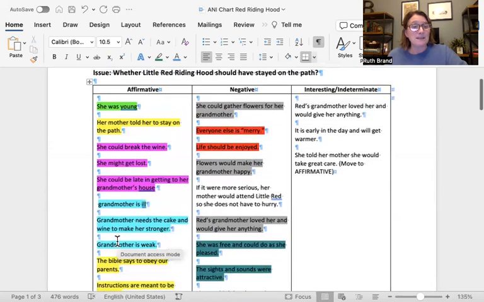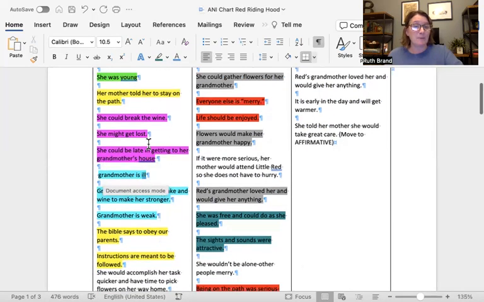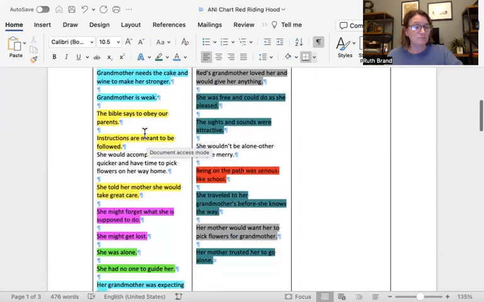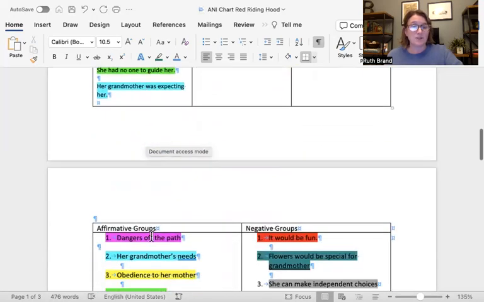And then I went right back up to the top of the list. So I had green, I had yellow. And then as I was highlighting, I started off with this one, she could break the line. And I thought, okay, that sounds like all the bad things that could happen if she leaves the path. And then I thought, dangers for leaving the path. So I started looking for anything dangerous that could happen or anything that might happen as a result of her leaving the path. And I thought, well, she might get lost. So I highlighted that pink because that goes with that. And sure enough, I gave it a name, Dangers Off the Path.